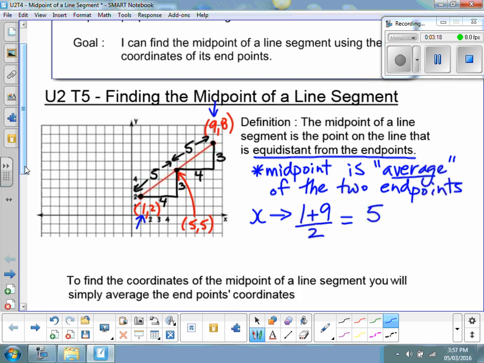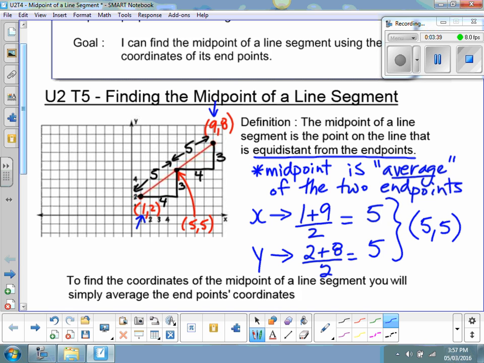Now let's take a look at the y's. So the y values are 2 and 8. So if I'm going to take the average of those, it'll be 2 plus 8 divided by 2, and I end up getting 5 there as well. So that means that the midpoint of those endpoints is the point 5, 5. And as you can see in our graph, that is in fact true.